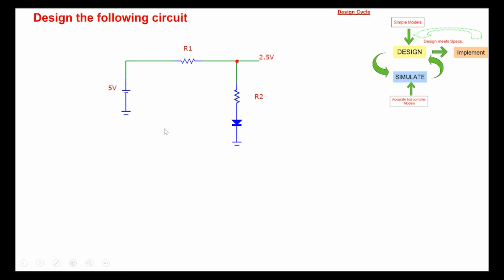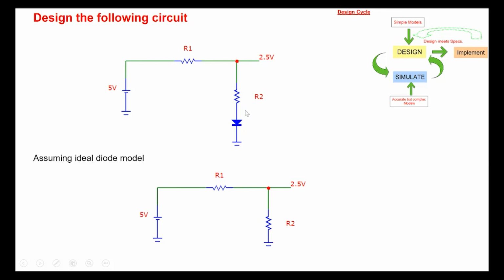So suppose we have to design this particular circuit. We have to design a circuit which is given here, and we have to find out the values of R1 and R2. And let's say the diode is given. We have to find the values of R1 and R2 such that the output voltage is 2.5 volt. So what we can do is use an ideal diode model, meaning assume it to be short. So we get R1 and R2, and then the design becomes very simple. We get R1 and R2 equal to 1K will give us 2.5 volt, right?